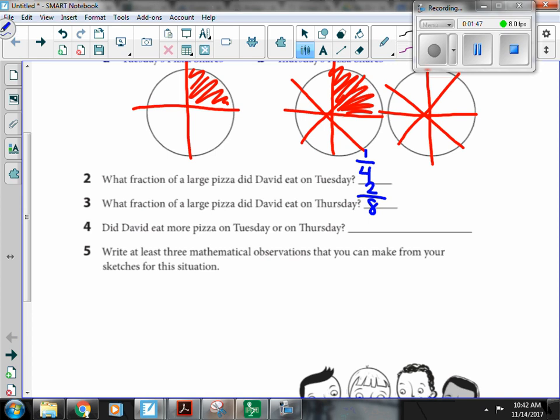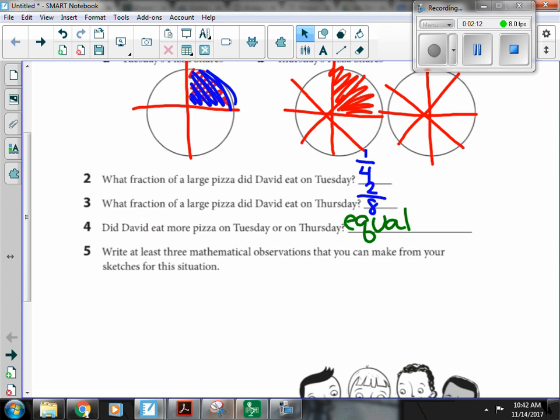Well, if I look at my pictures, and I'm even going to color over this one again in blue, I can bring that amount over, and I can see that it matches up exactly. So they actually got equal or the same amount of pizza on both days.